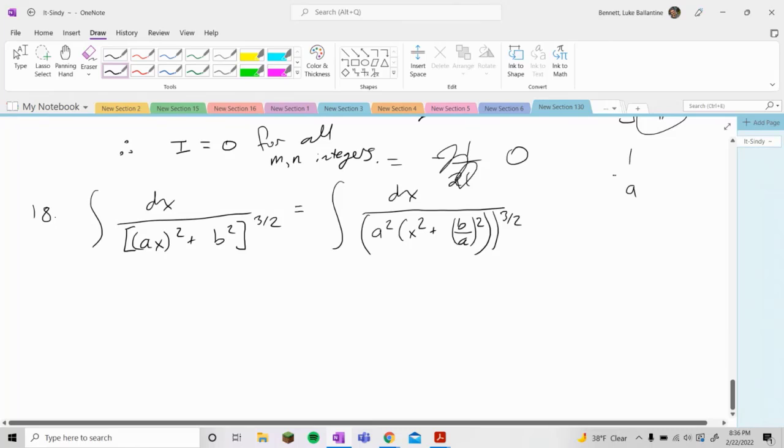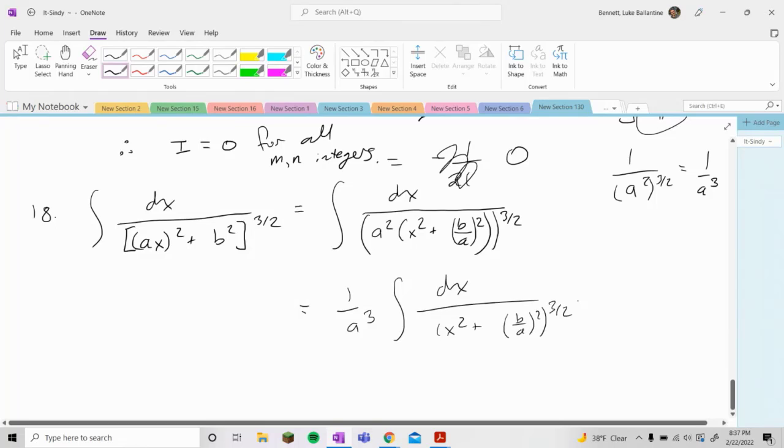So 1 divided by (a squared) to the 3 over 2 is just 1 over a cubed. So this is 1 over a cubed times the integral dx over (x squared plus (b over a) squared) to the 3 over 2. Now this is trig substitution. What should I choose for my x? Anyone? A tangent. Yeah. In this case, it would be b over a times tangent.